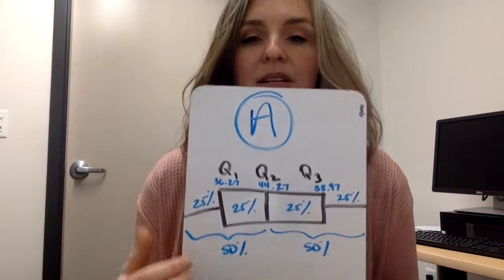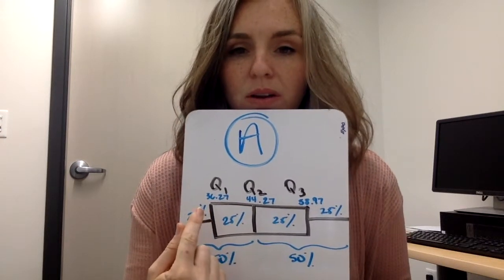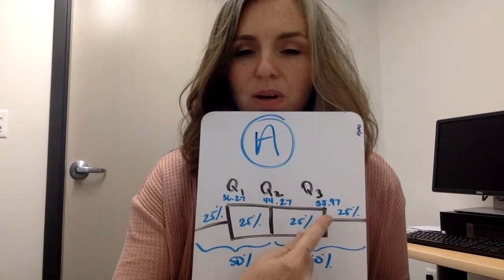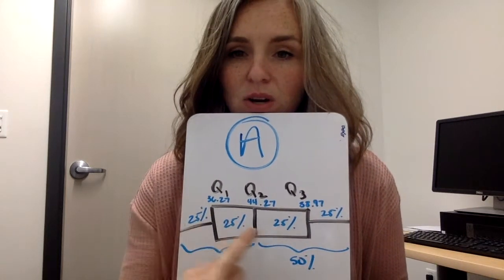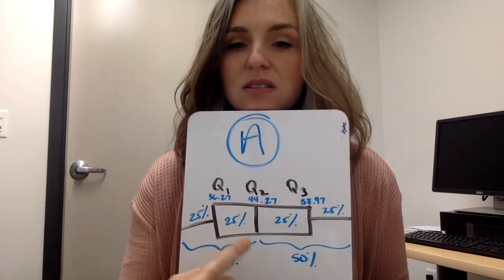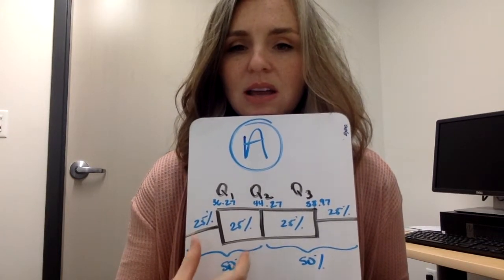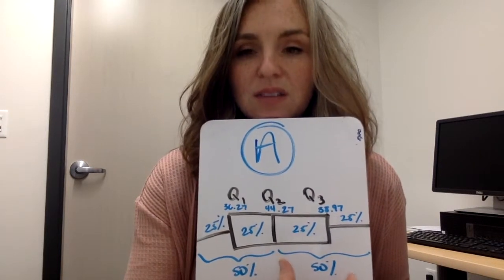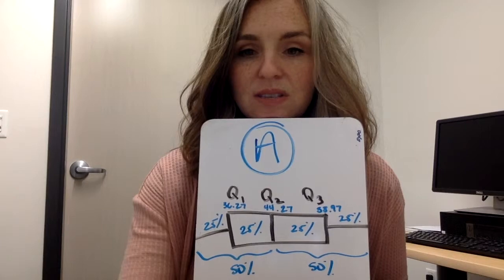That one was a little more wordy. I think if you just draw a box plot and put the numbers in for Q1, Q2, and Q3, it'll make a lot of sense. The answer for that one was A. If I make a box plot where I put Q1 36.27, Q2 44.27, Q3 58.97, and I think about it in terms of its quartiles, it's 25 cents, right? Then you can very quickly see that yes, 50% is below $44.27 and 50% is above $44.27.